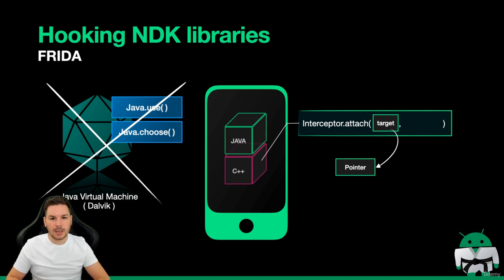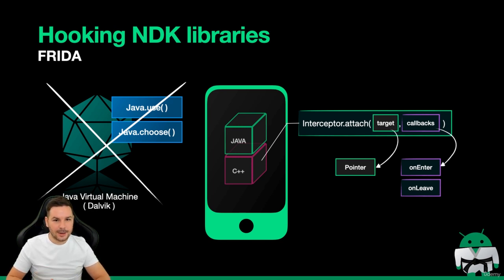The second parameter is our callbacks. This time we have onEnter and onLeave. onEnter means we are entering a function, and this means we only have access to the parameters in the onEnter callback. The onLeave callback is called just before we leave this function, so we can apply some patches to the return value just before leaving. Alright? Okay. onEnter, easy access to parameters. onLeave, easy access to the return value. Okay, now let's have a look at an example.